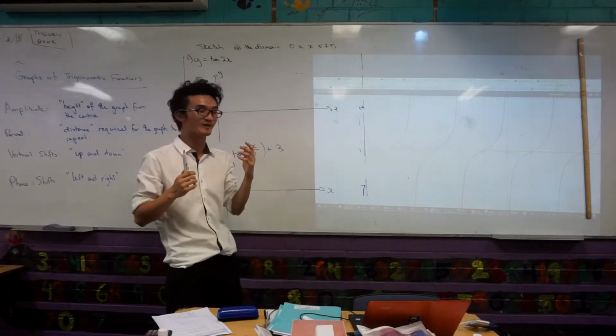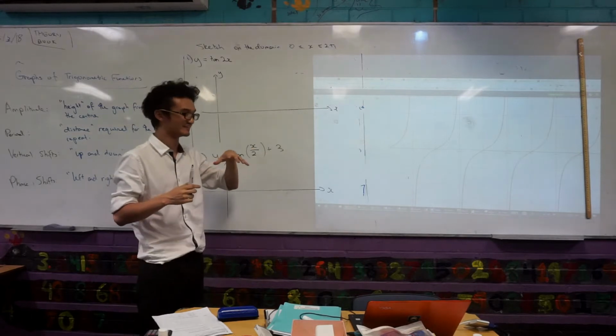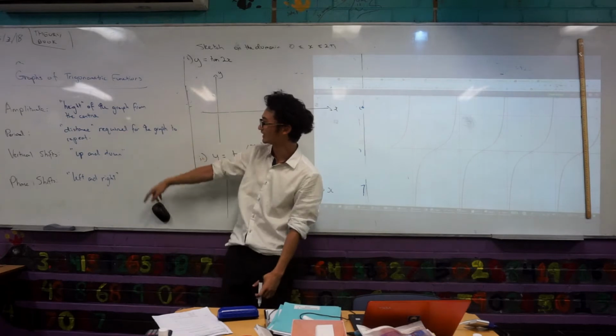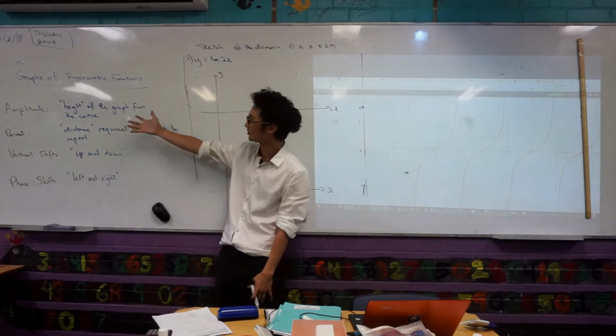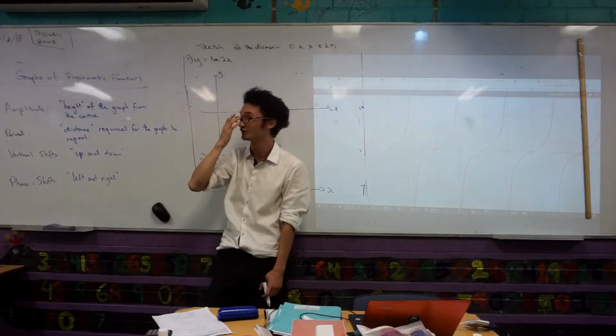Okay, I just want to talk about the tan graph quickly because the tan graph is slightly different to the other usual graphs that we look at. We know that in general we can look at these different features of a trigonometric graph. The amplitude, the period, vertical shifts, and also phase shifts, right?